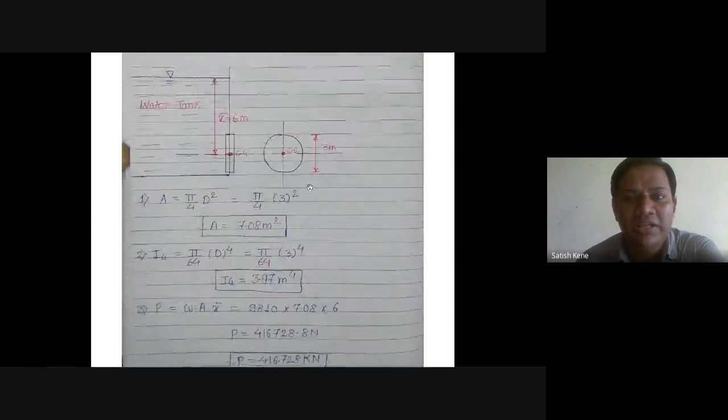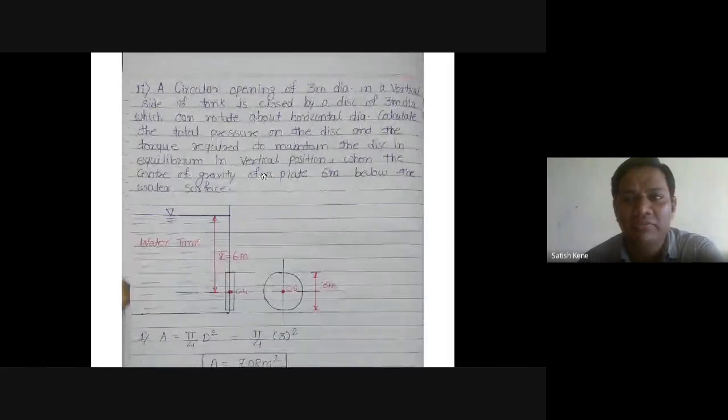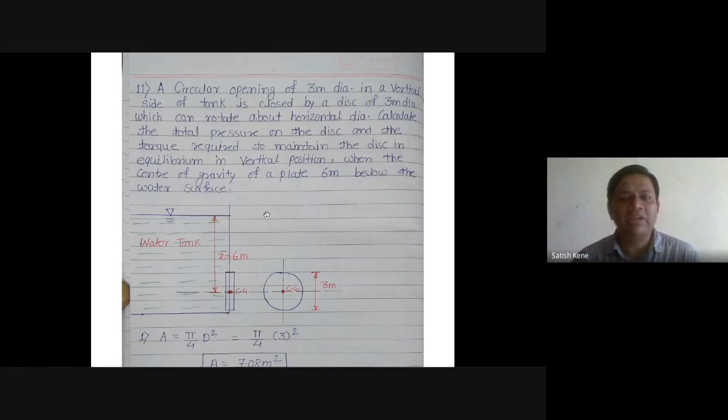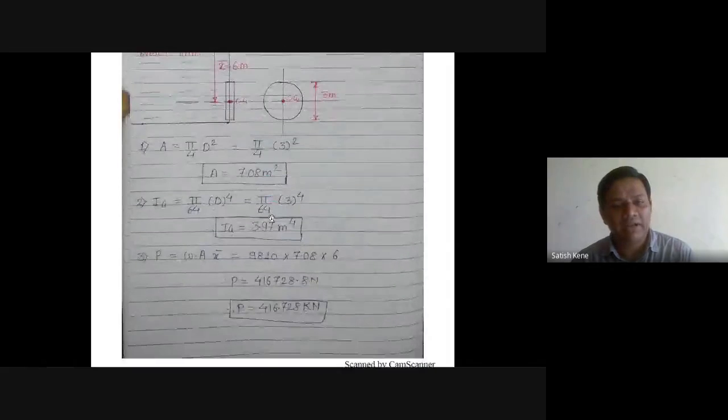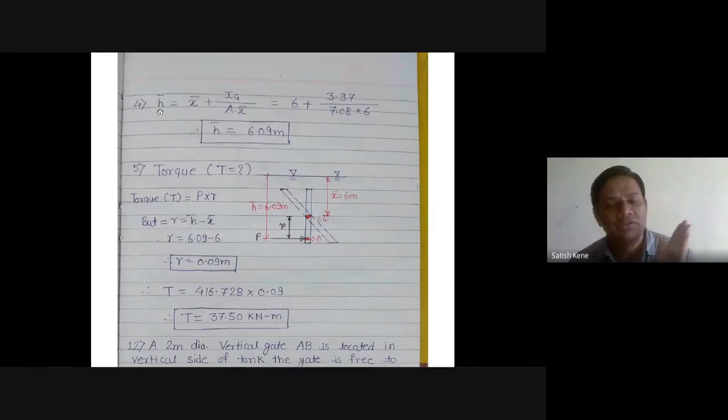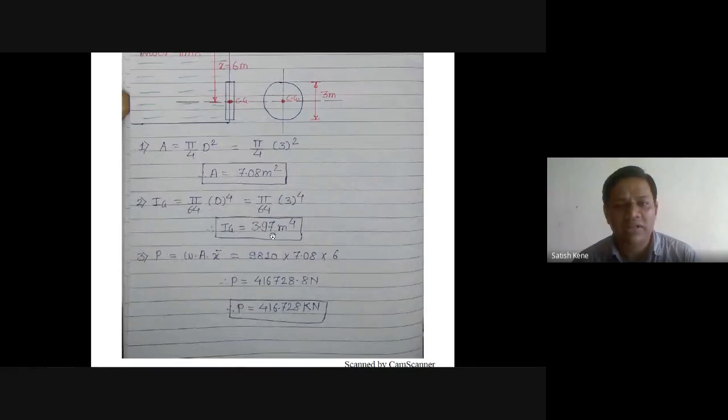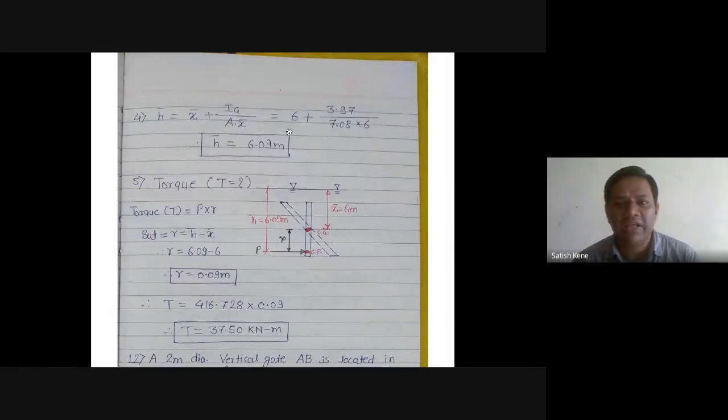Again, it is immersed vertically in the liquid. It is clearly mentioned here: 3 meter diameter, vertical side. So obviously the plate is submerged in a liquid in vertical direction. So we have to apply the vertical direction center of pressure formula. H bar is equal to X bar plus Ig divided by A X bar. What is the value of X bar? X bar is 6. The moment of inertia we just calculated here is 3.97. Area is 7.08 multiplied by X bar, that is 6. After solving this, we will get H bar is equal to 6.09 meter.